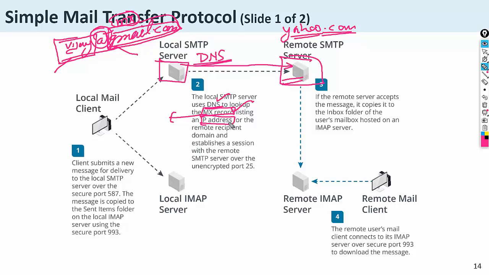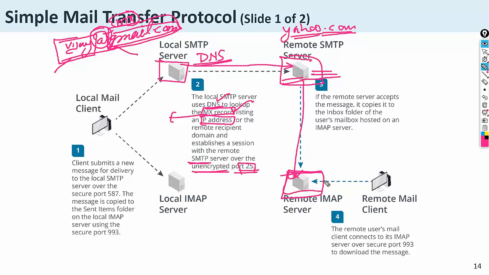Because any application without an IP address will not work. Got it? Simple. And this transfers the data over port number 25, running the SMTP server, and port 25 is an unencrypted, unsecure channel. Then the message is forwarded. Then again it is moved to Yahoo, and then Yahoo forwards to the remote IMAP.